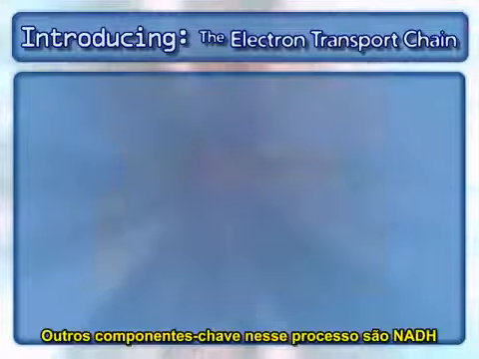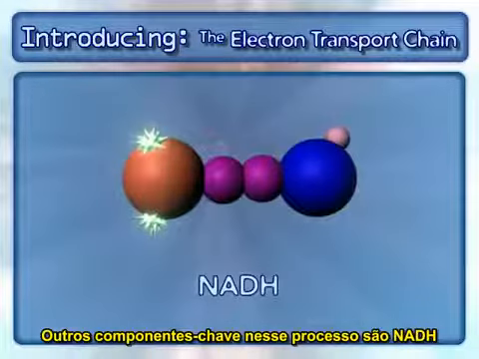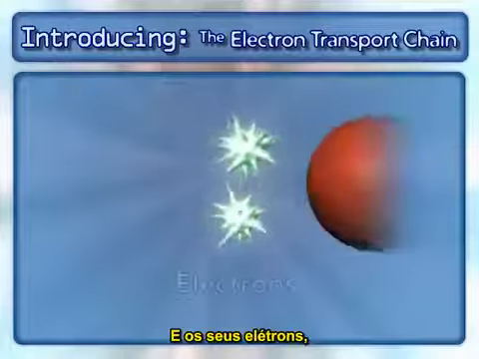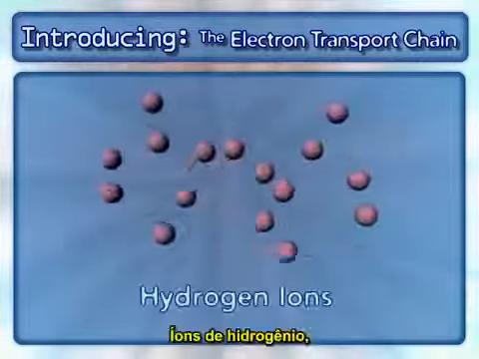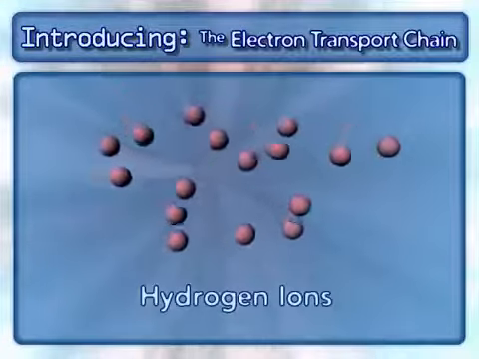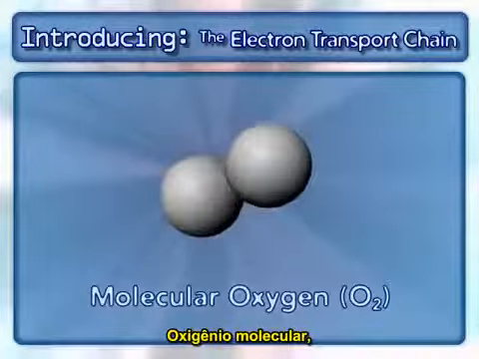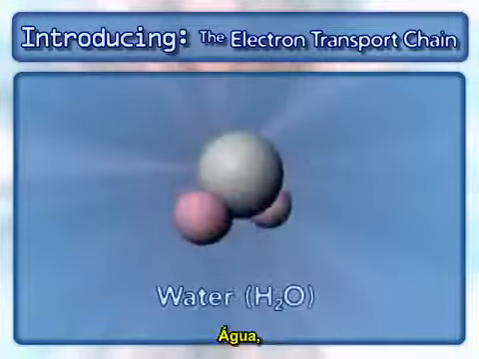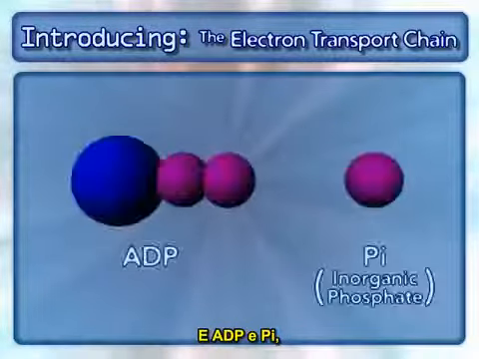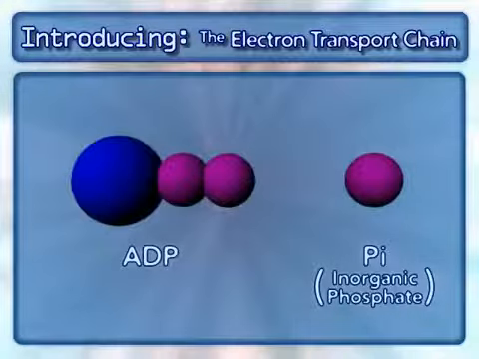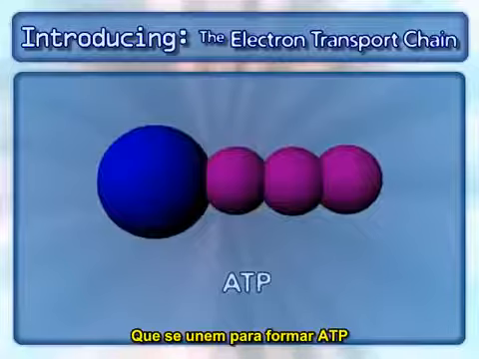Other key components in this process are NADH and the electrons from it, hydrogen ions, molecular oxygen, water, and ADP and Pi, which combine to form ATP.